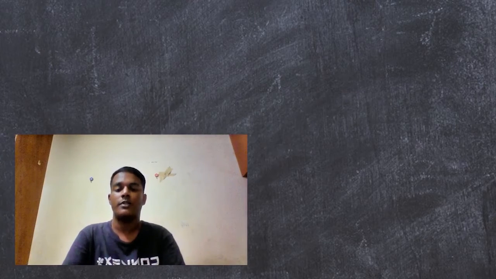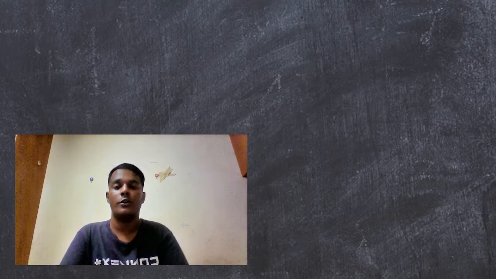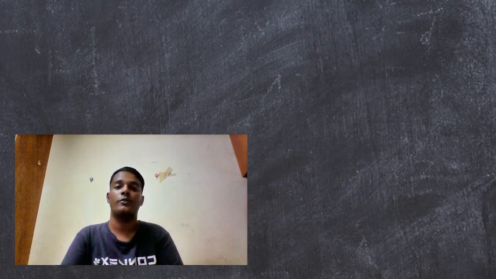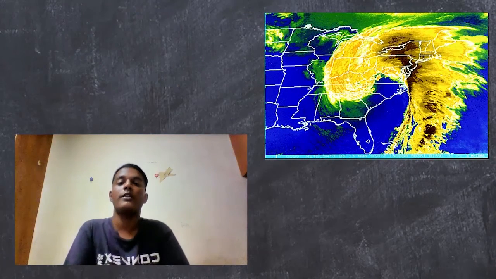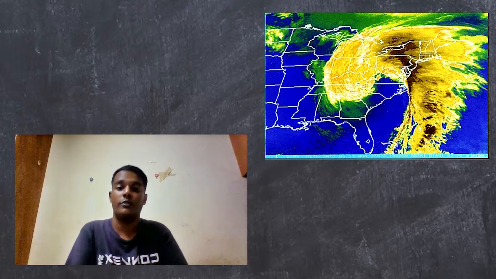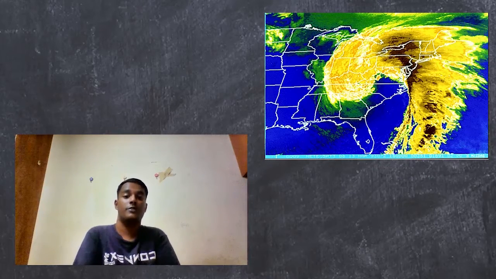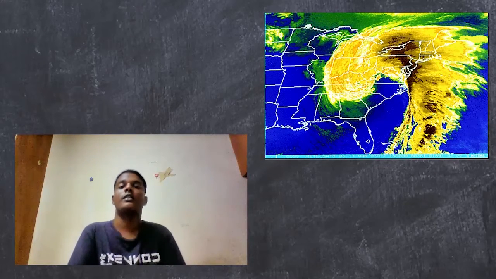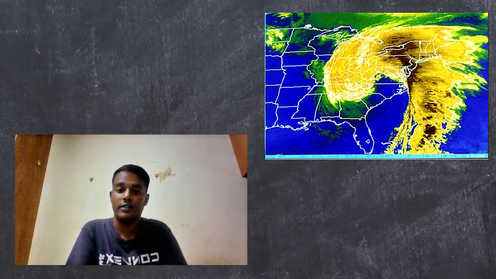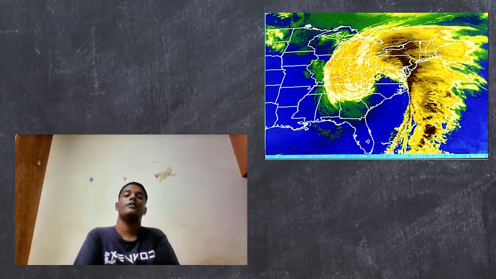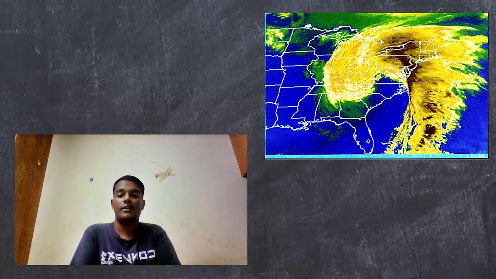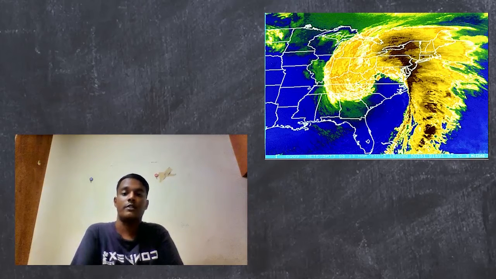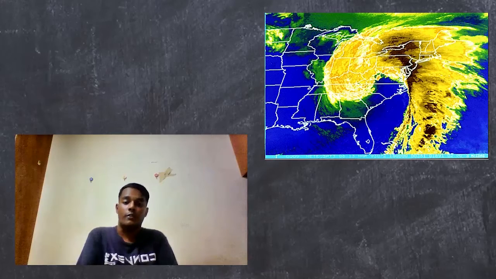Hi guys, my name is Arvinth and today I want to talk about one of the examples of low pressure system, which is the mid-latitude cyclone. Mid-latitude cyclones are the cause of most of the stormy weather in the northern hemisphere, especially during the winter season. Understanding their structure and evolution is crucial for predicting significant weather phenomena such as blizzards, flooding rains and severe weather. So what is a mid-latitude cyclone?